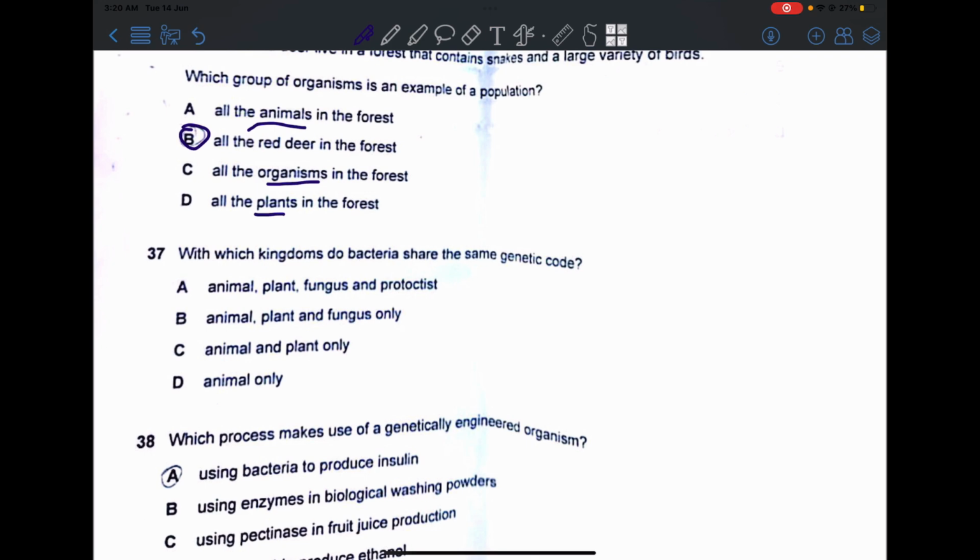37. With which kingdoms do bacteria share the same genetic code? Now we know that bacteria actually have a universal genetic code, which means all their genetic code can be understood by all the animals and can be fully processed as well, not only understood. So we're going to be choosing an option where there are the most kingdoms. This is actually A, because there is a universal sharing code, so they can share it with any animal and it can be understood by any other animal.